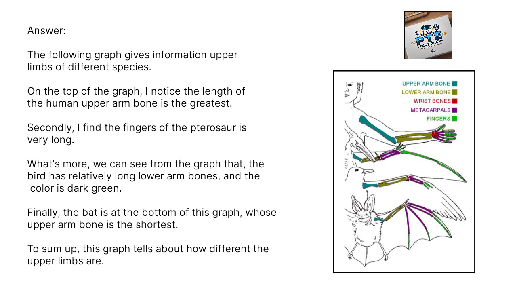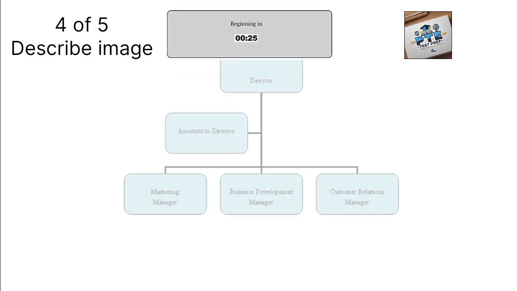The following graph gives information about upper limbs of different species. On the top of the graph, I notice the length of the human upper arm bone is the greatest. Secondly, I find the fingers of the pterosaur is very long. What's more, we can see from the graph that the bird has relatively long lower arm bones, and the color is dark green. Finally, the bat is at the bottom of this graph, whose upper arm bone is the shortest. To sum up, this graph tells about how different the upper limbs are.